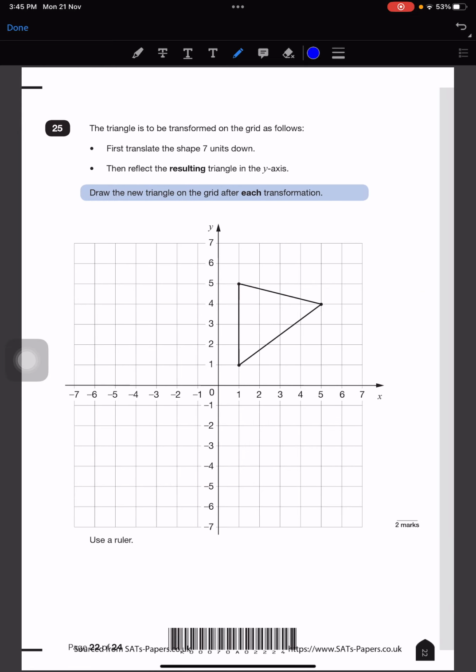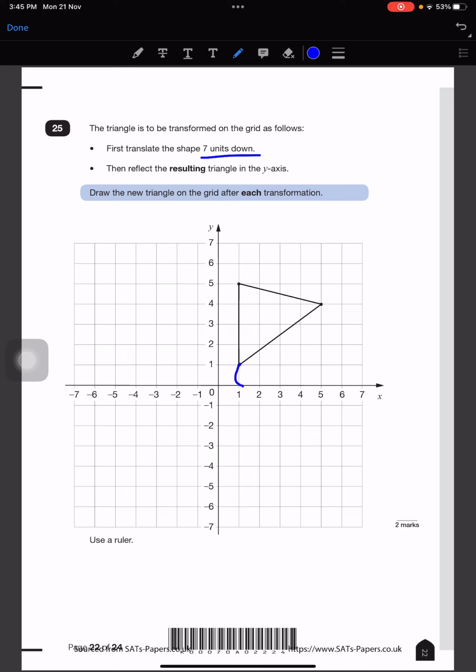Next, okay, so this is our last question. The triangle is to be transformed on the grid as follows. First, translate the shape 7 units down, then we have to reflect it in the y-axis. So first we have to make it 7 units down.